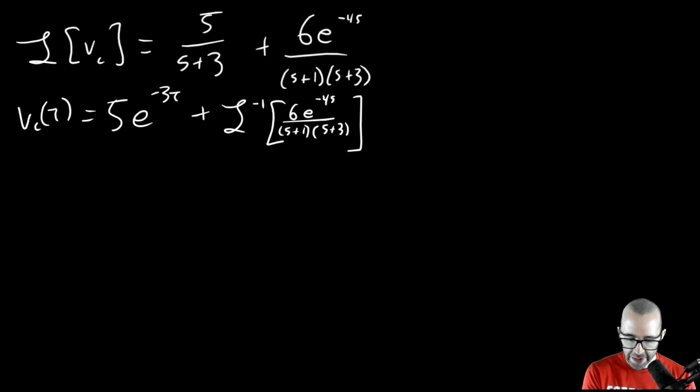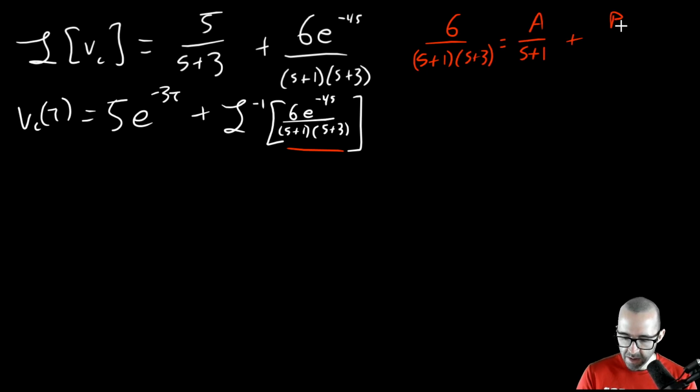And then what we have here, we're going to need to go off to the side and do some partial fractions. So let's do that. What is 6 divided by s plus 1, s plus 3? Well, that'll be some number divided by s plus 1 plus some other number divided by s plus 3. Multiply out both sides by the least common denominator, s plus 1 times s plus 3.